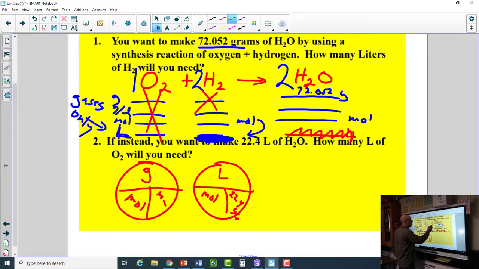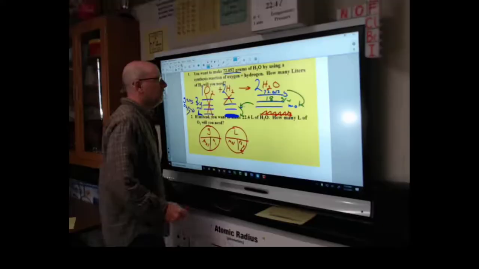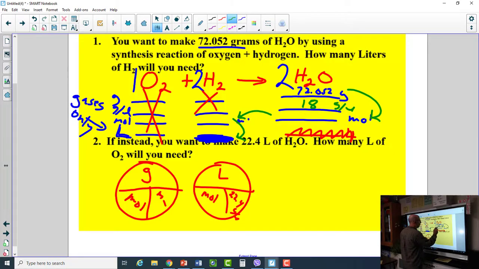Once again, our steps are going to be go from grams to moles somehow, then moles across to moles here, and then calculate the liters down below. So water's molar mass, you've seen that quite a lot. It's 18 grams per mole. So if we want to get the moles, grams divided by molar mass, 72.052 divided by 18.000, and that gives us 4.0034 moles. So I'm using 5 sig figs. And it's a 2 to 2 ratio. 2 is to 2, as 4 is to 4, 4.000.